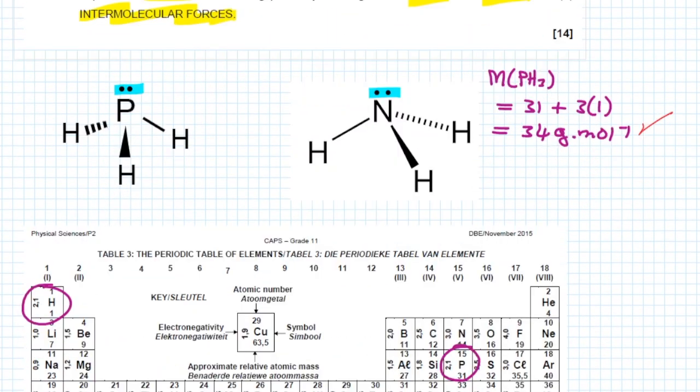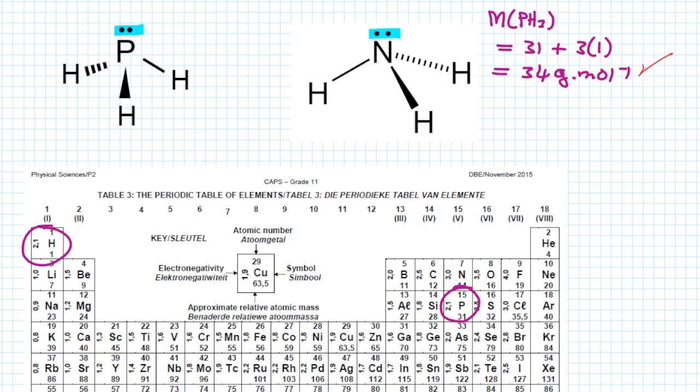But how about we compare the electronegativities? Hydrogen has an electronegativity of 2,1.